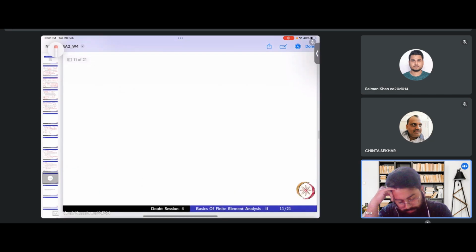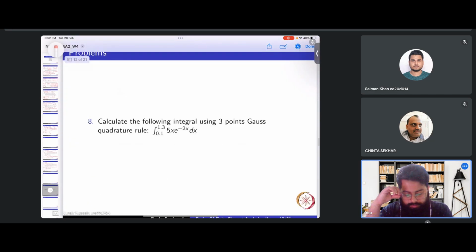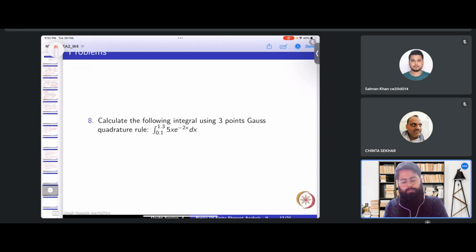So I hope this was clear till here. Now we can take a problem that was given in the assignment. I think it was an interesting problem. We had to find this integral using the 3-point Gauss quadrature rule.